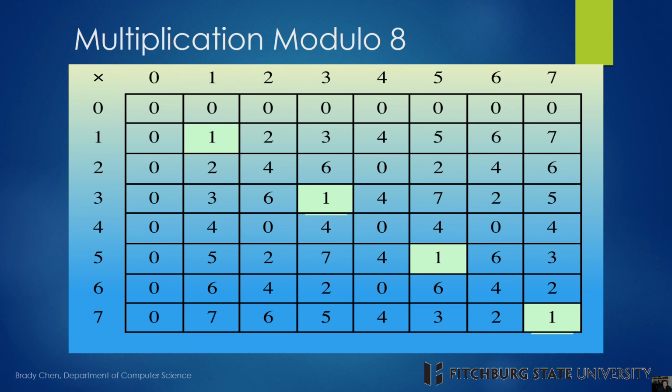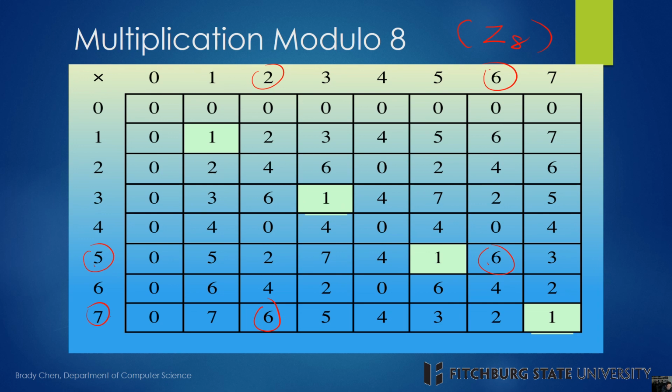Now here's the multiplication within Z8. Let's pick any numbers, like 5 times 6. So 5 times 6 modulo 8. 5 times 6 is 30, and 30 modulo 8 is 6. Then we pick another one, 7 times 2. 7 times 2, that's 14. 14 modulo 8 is 6 as well. So that's the table for multiplication modulo 8.